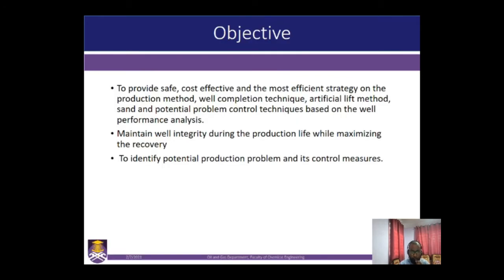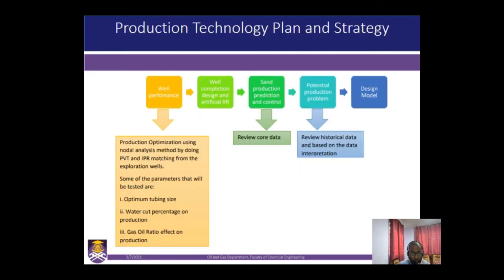First, there are several objectives of production technology. First, to provide safe, cost-effective and the most efficient strategy on the production method, well completion technique, artificial lift method, sand and potential problem control technique based on the well performance analysis. Second, maintain well integrity during the production life while maximizing the recovery. Third is to identify potential production problem and its control measures.